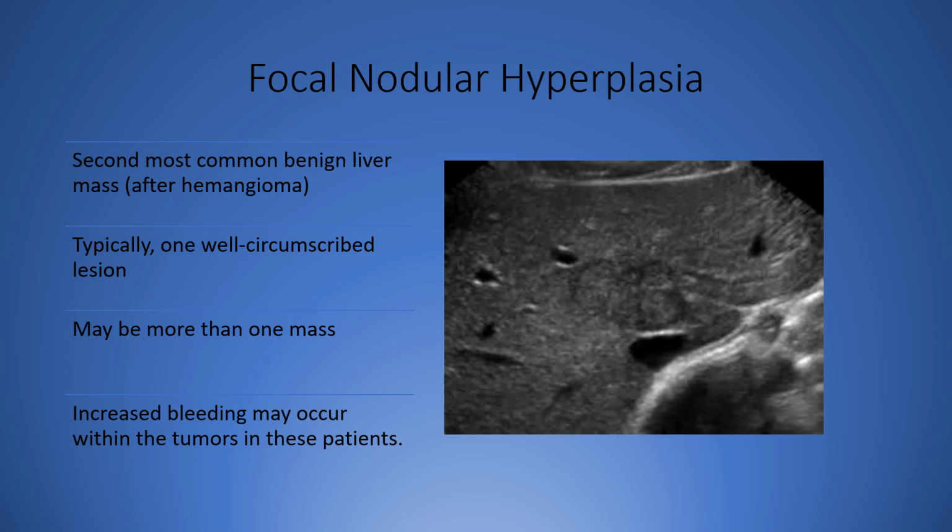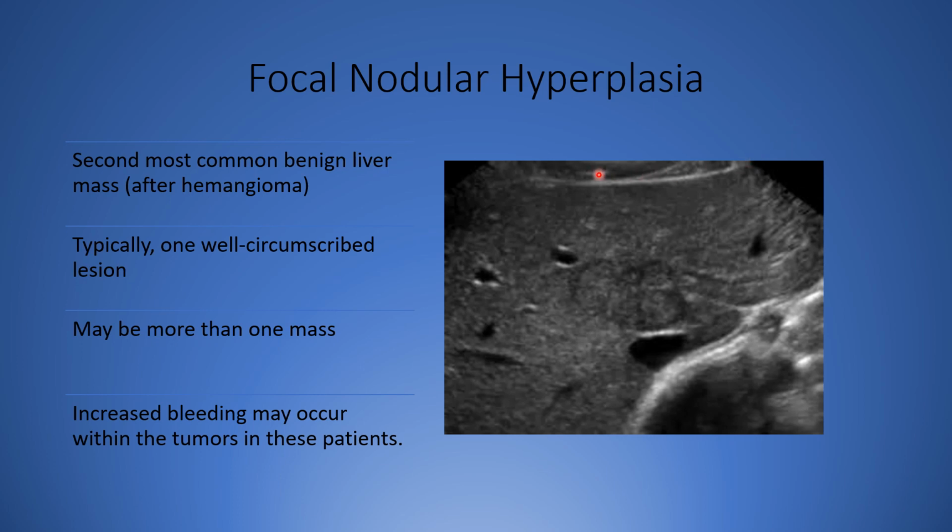The next one is focal nodular hyperplasia. I'm going to keep that laser pointer on. I'm just going to move it over a little because this one is hard to see. It's the second most common benign liver mass after hemangioma. Typically, it's also going to be a single, well-circumscribed lesion. There might be more than one mass, but often it's just a solitary mass. And we may see increased bleeding in these tumors. Increased bleeding can occur within the tumors in these patients.